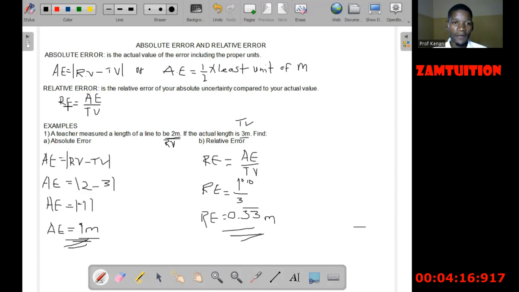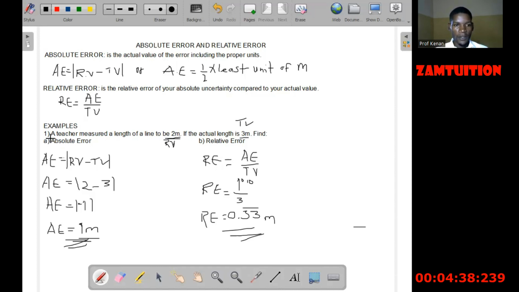And then the formula is: relative error is equal to the absolute error divided by the true value. So absolute error divided by true value. That is the relative error.